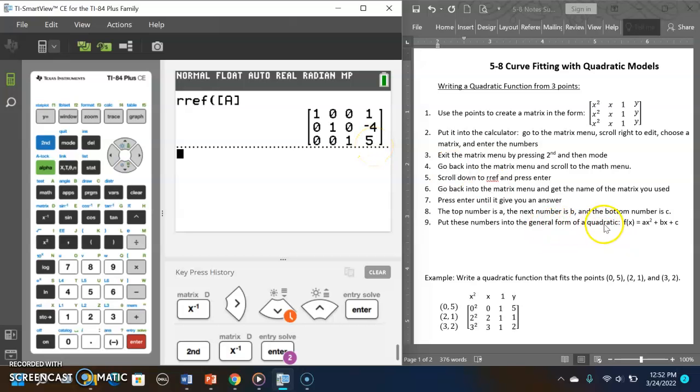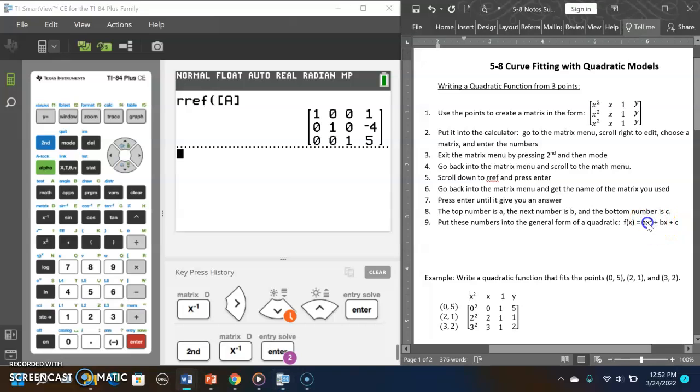So I just need to put these numbers into the general form of the quadratic. So A was 1. B was negative 4, so minus 4. And C was 5. Okay, so my answer for this question is f of x equals 1x squared minus 4x plus 5. Now the 1 is optional. You don't have to have that there, but you can. You can just have plain x squared minus 4x plus 5. Okay, so that's how you write a quadratic function given 3 points that are definitely a quadratic.